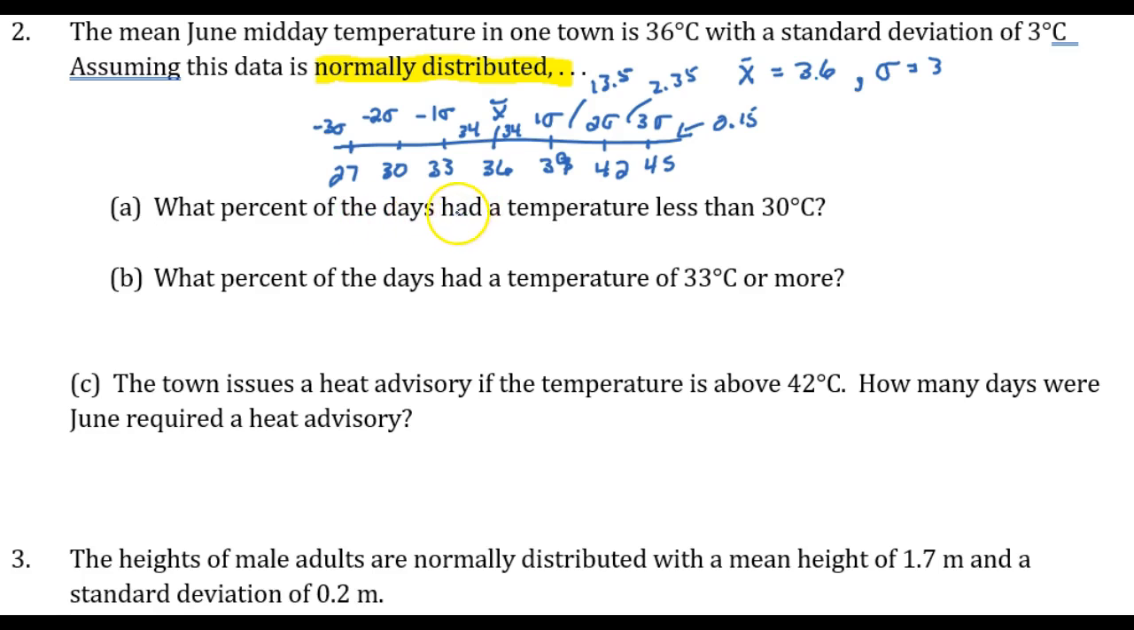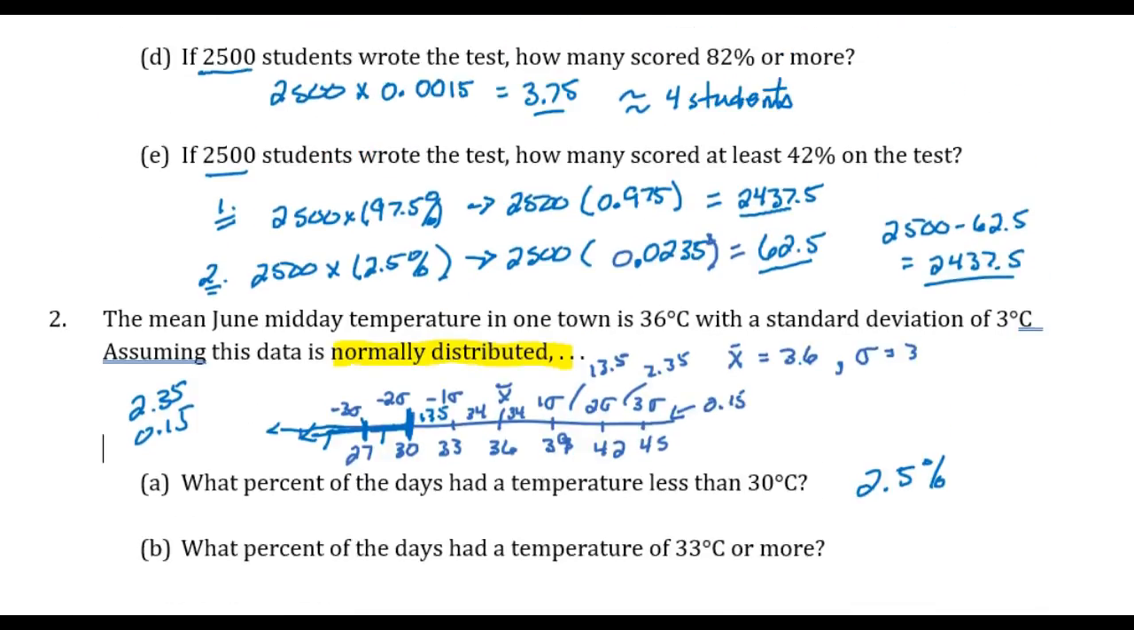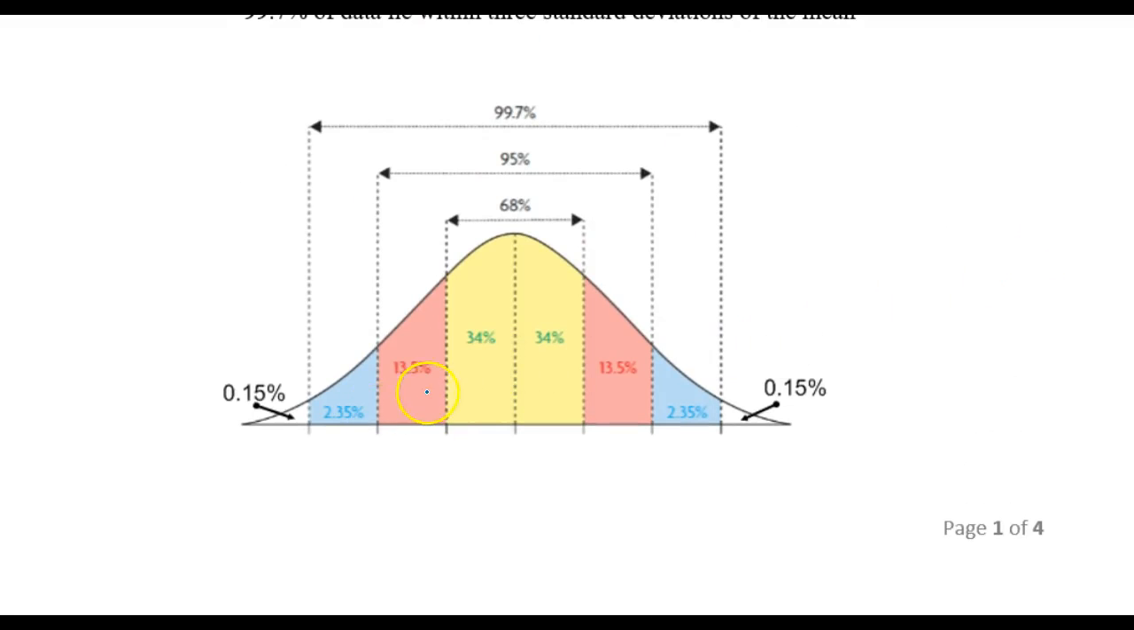So what percentage of days had a temperature less than 30 degrees? Less than 30 means we look at 30 and go below that. What percentages are from 30 below? You've got 34, 13.5, 2.35, and 0.15. From 30 below, there's 2.35 and 0.15. So the percent of days less than 30 will be those percentages, 2.5% of days. We're looking at where a benchmark is, and then the percentages for each of those categories. Remember, they come from here.